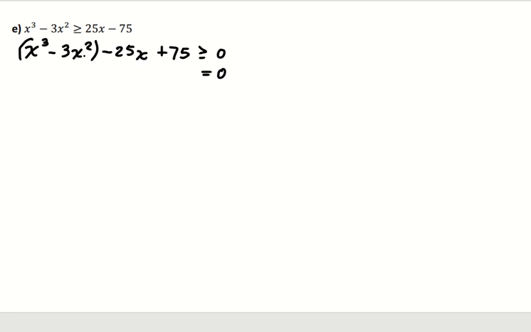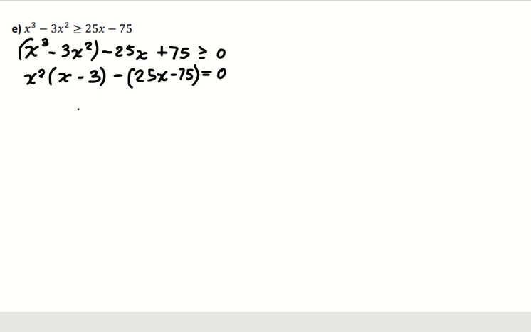Let's try this one. x cubed minus 3x squared. We have a common factor, x squared. And its other factor is x cubed divided by x squared, which is x, and negative 3x squared divided by x squared is negative 3. I can also regroup this as minus the quantity 25x minus 75, minus because 75 divided by negative 1 is negative 75.